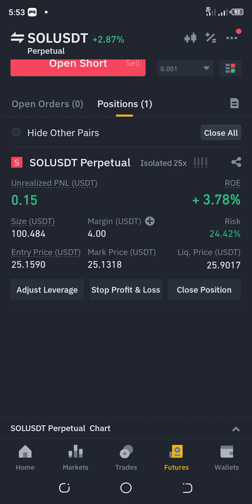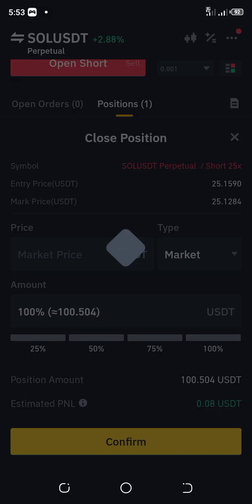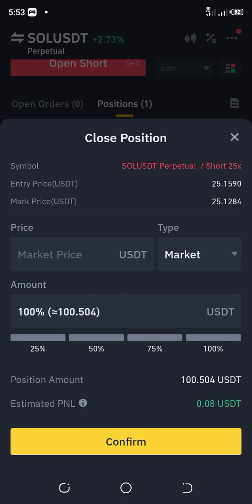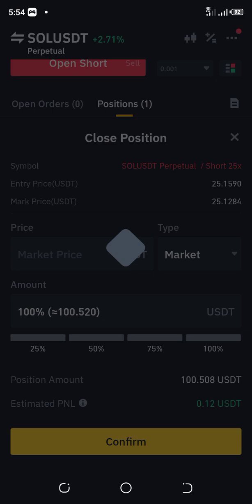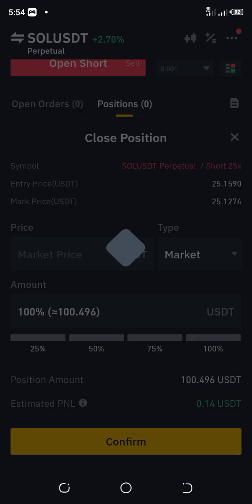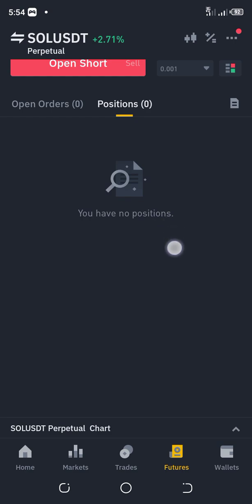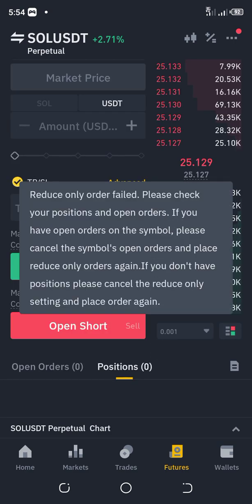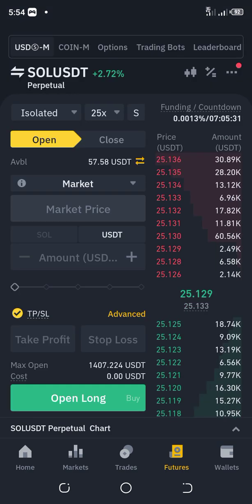So I just click on close position to close my trade, and this pair will be analyzed. I'll just click on confirm. That means I've closed my trade either in profit or in loss, whatever the price may be at the time. So confirm, and the trade will close immediately after I click on confirm price. As you can see, the trade has closed. Now that is how to use the market execution.